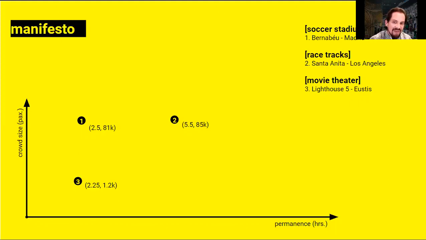Last but not least, we have the movie theater. To use a case closer to our current circumstance, we'll take the Lighthouse 5 in Florida, which is the country's largest drive-in movie venue. Its point will be located almost directly underneath that of the stadium, under the coordinates 2.25, 1.2K, as it roughly shares the same X value for permanence, as a movie and soccer matches are fairly similar in length, but not the Y value for crowd size. This movie theater holds a fraction of the crowd of the stadium.